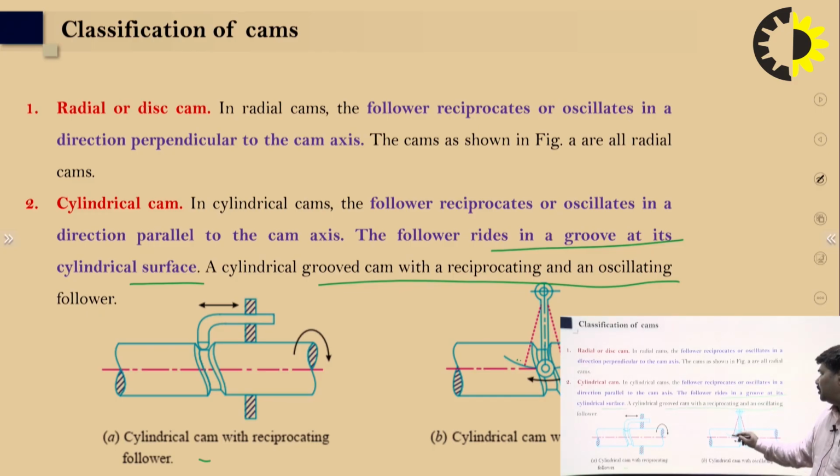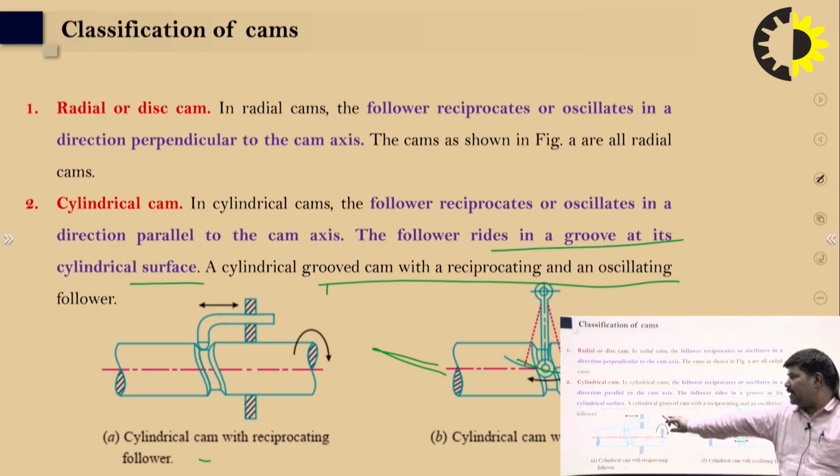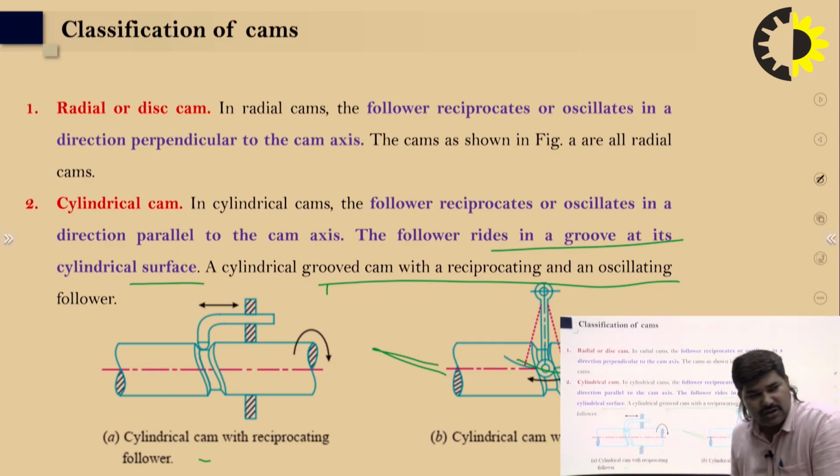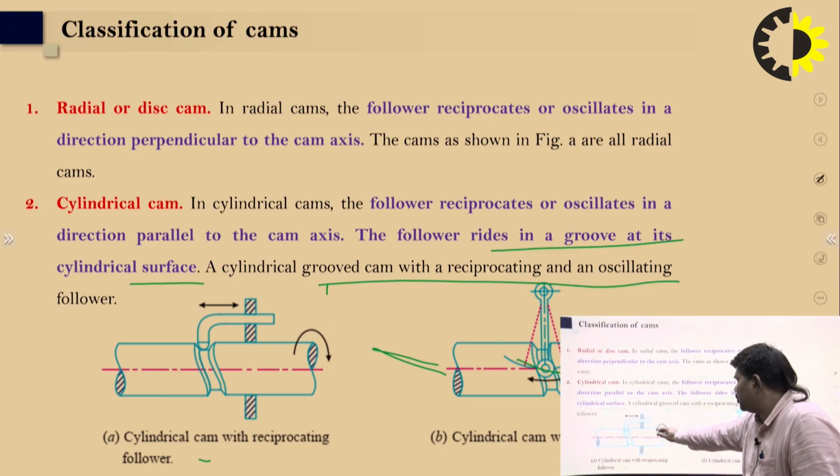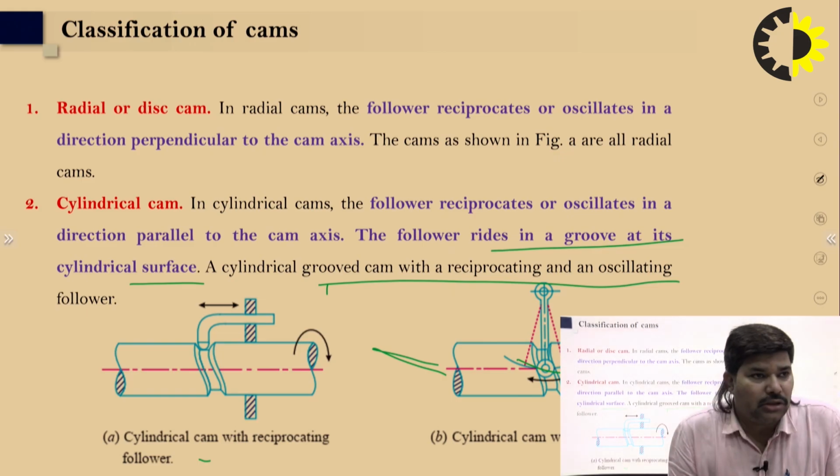So in that case, we can say the direction is parallel to the cam axis. This is the cam axis, right? And the motion is parallel to this axis. And in this case also, the follower reciprocates or oscillates, but the direction is perpendicular to the cam axis, and the groove is given in this. So you can see that the movement is like this. This is the cylindrical cam.